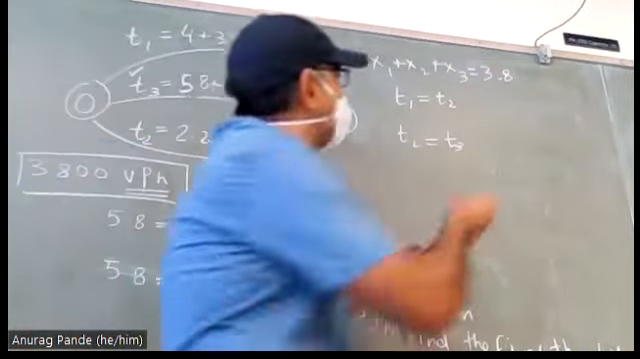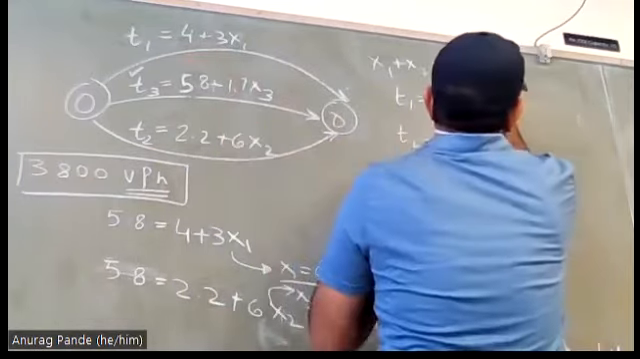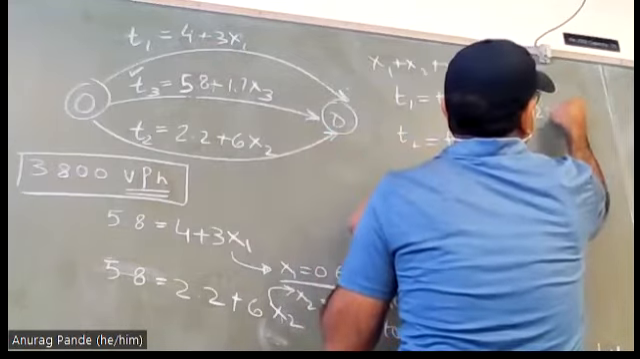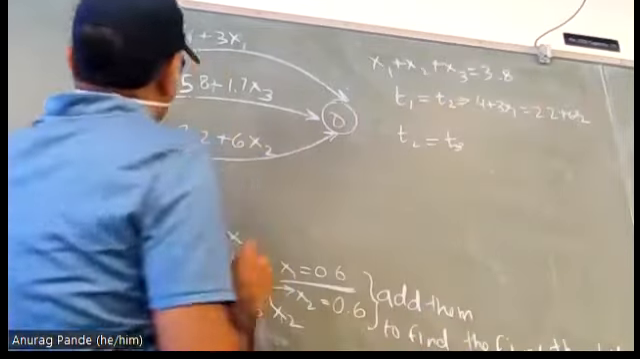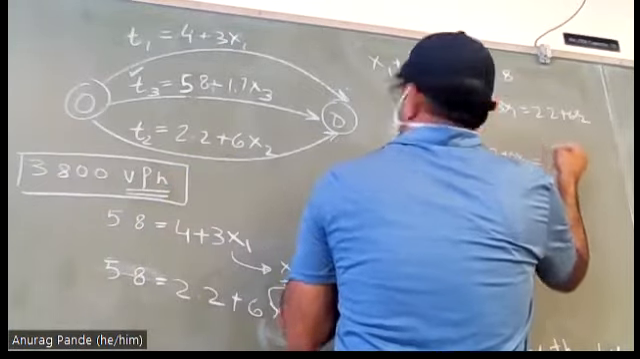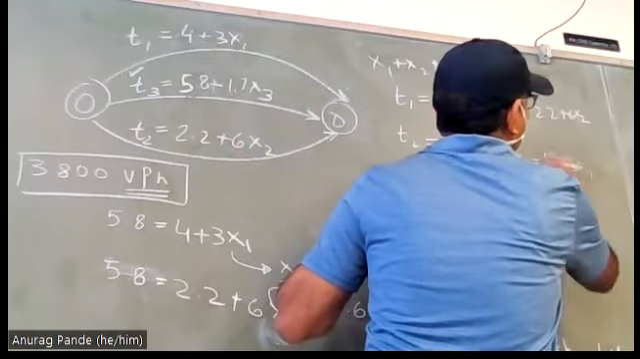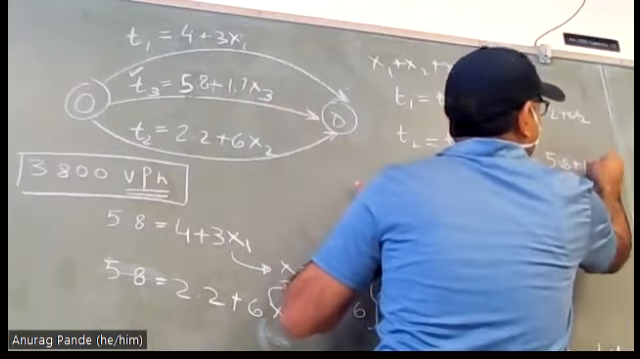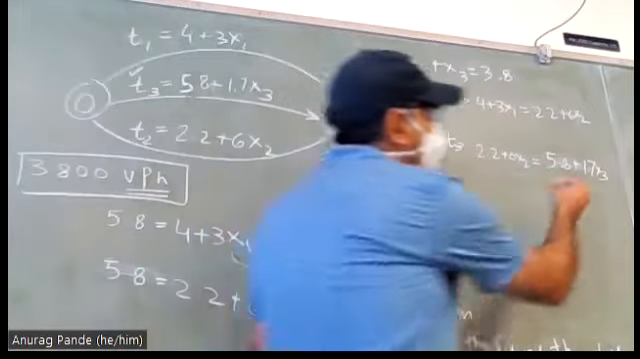T1 equal to T2 will give me 4 plus 3x1 equal to 2.2 plus 6x2. And T2 equal to T3 will give me 2.2 plus 6x2 equal to 4 plus 3x1. Oh, no, that's the same thing. So I need an independent one. Yeah, 1.7.